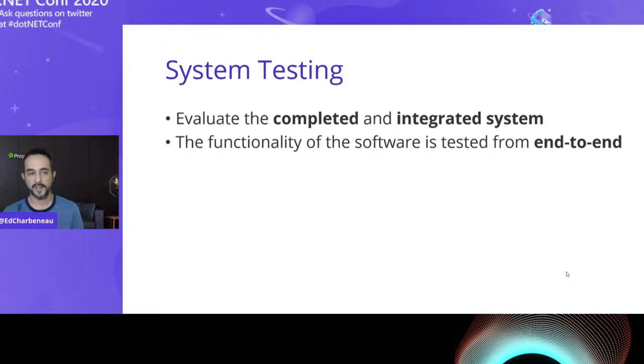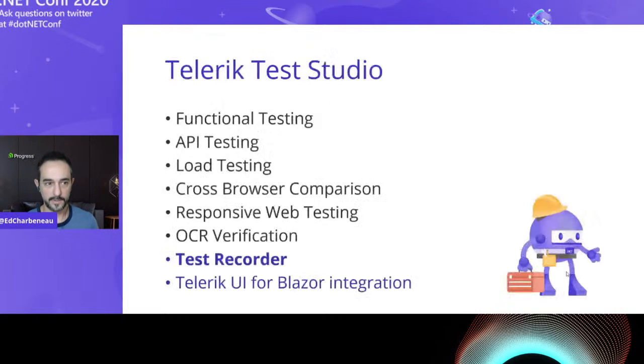So we're going to evaluate a complete integrated system here. We're talking about automated functional testing for the end-to-end system, and I'm going to use Telerik Test Studio for this. It's got some really advanced features that are going to cut down the time for developers to create these tests. And there's also tooling bundled with it that allows your QA team to create tests as well, and they don't even need Visual Studio to do that.